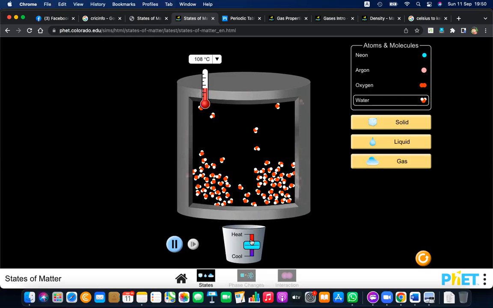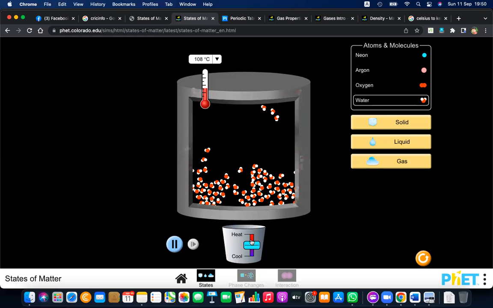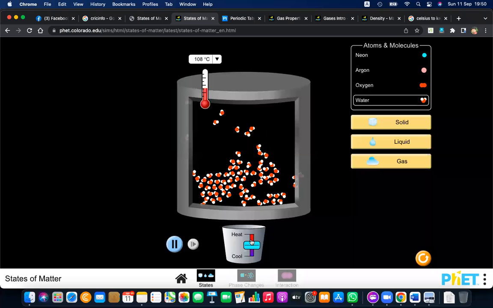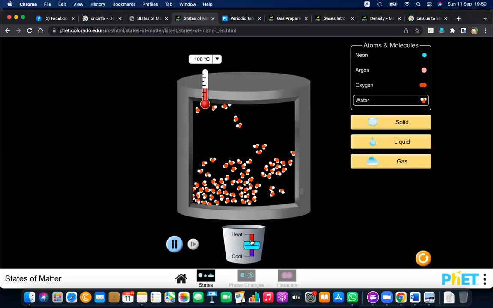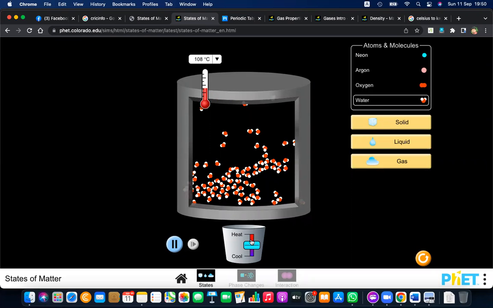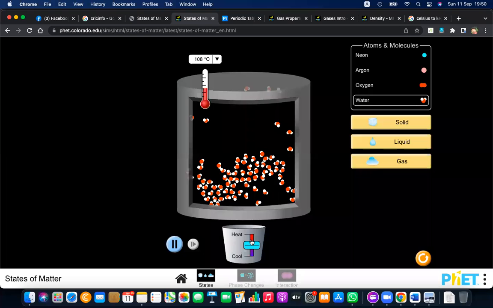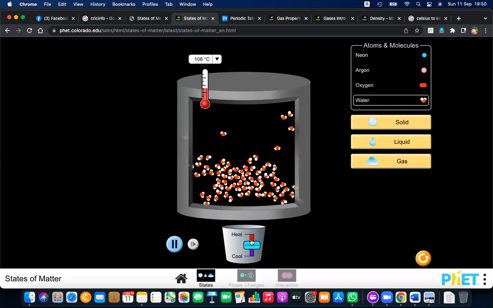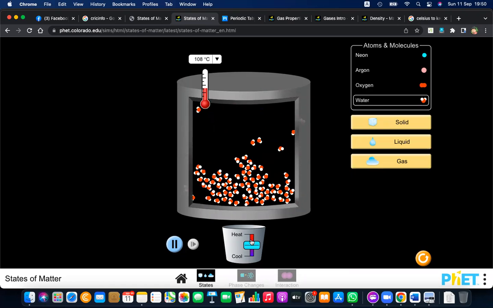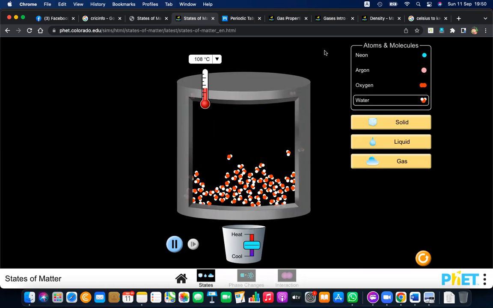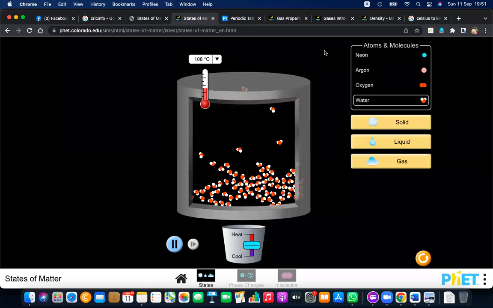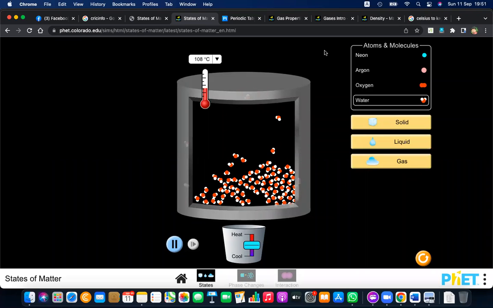Right. When it is more than 100 degrees, it spreads to the container, taking the entire space of the container, becoming water vapor. This is gas. This is called the boiling point. 100 degrees is called the boiling point. In water, 100 degrees is the boiling point and 0 degrees is the melting point. At the melting point, the state change happens from solid to liquid. At the boiling point, the state change happens from liquid to gas.